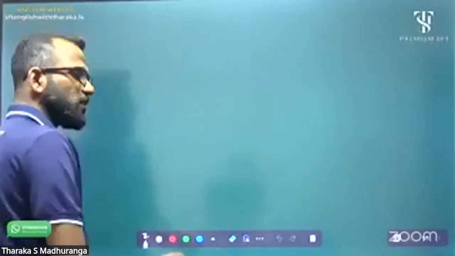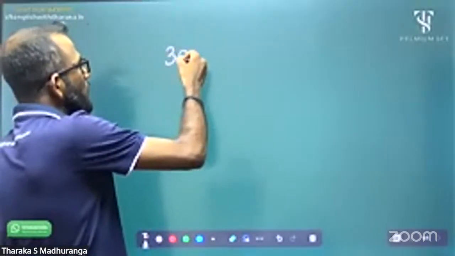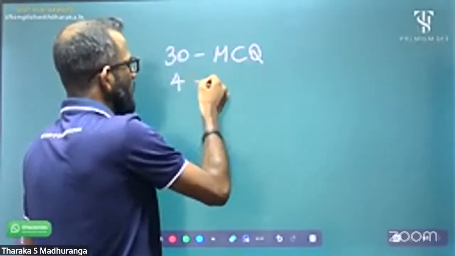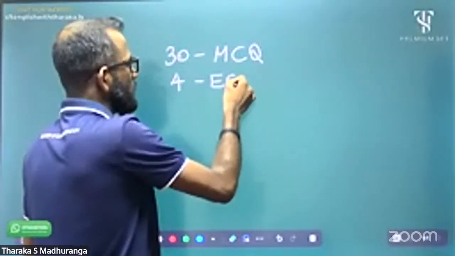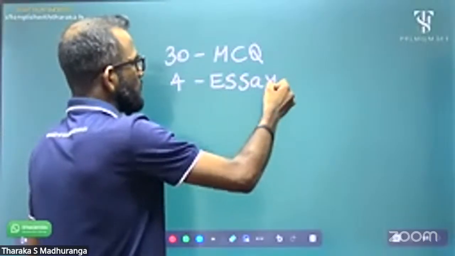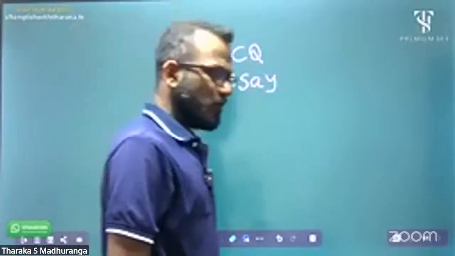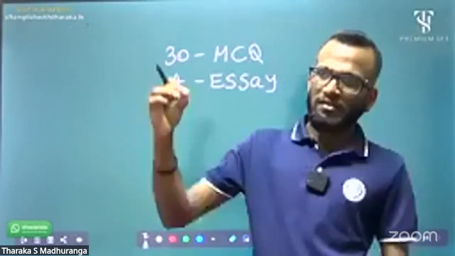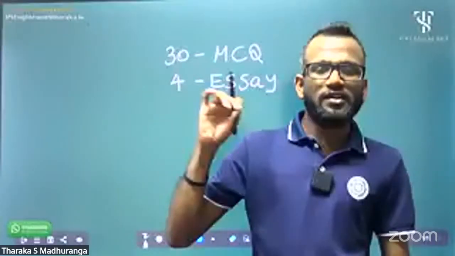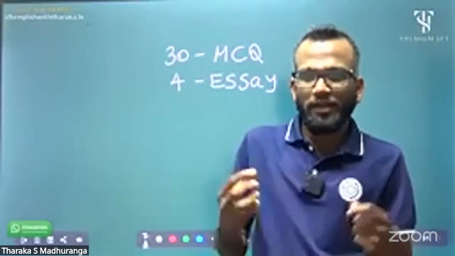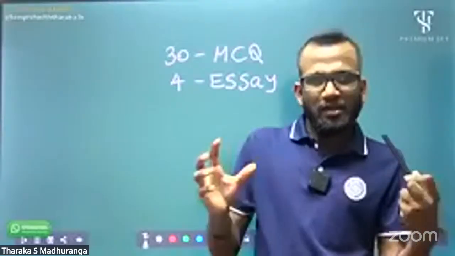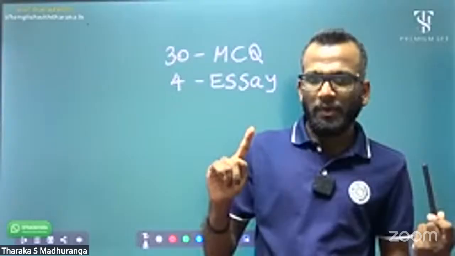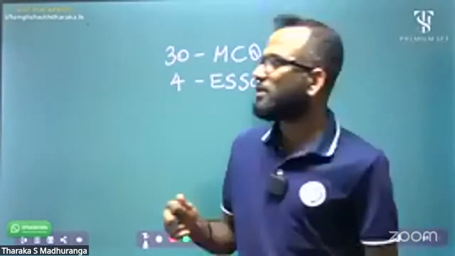You have 30 MCQ. It's 1 hour. 30 MCQ questions. Easy paper. And 4 essay questions. This time, you have a little bit of a good coordinate geometry question. Coordinate geometry, and in the math section you have only one question. Okay, that's your paper structure.